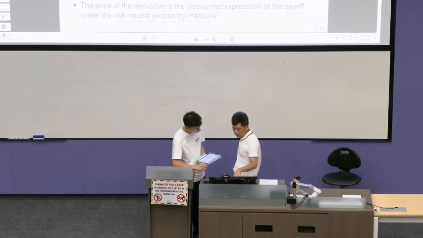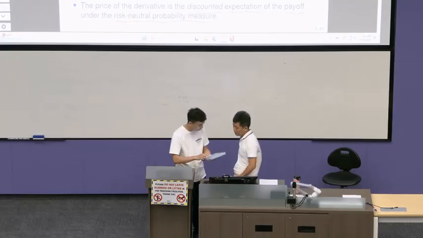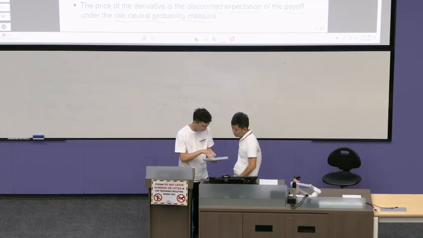No, this is okay. This theorem says that as long as you have a risk neutral probability measure, then this one also always holds. The problem is how do you find this risk neutral measure? Why do we call this measure risk neutral?